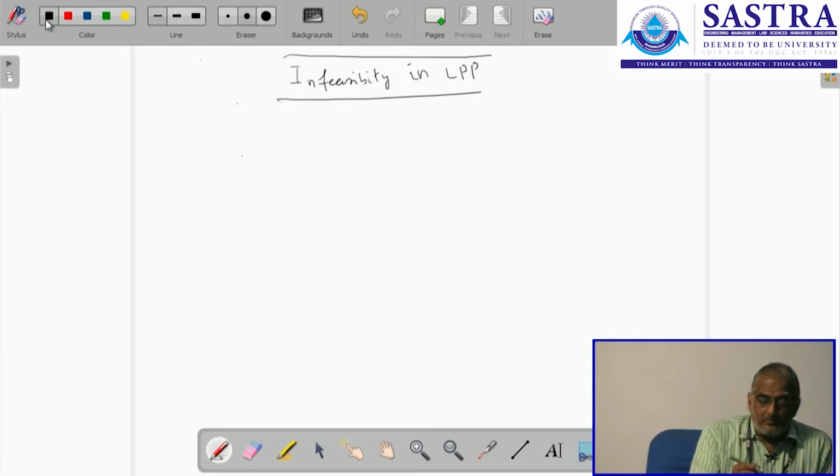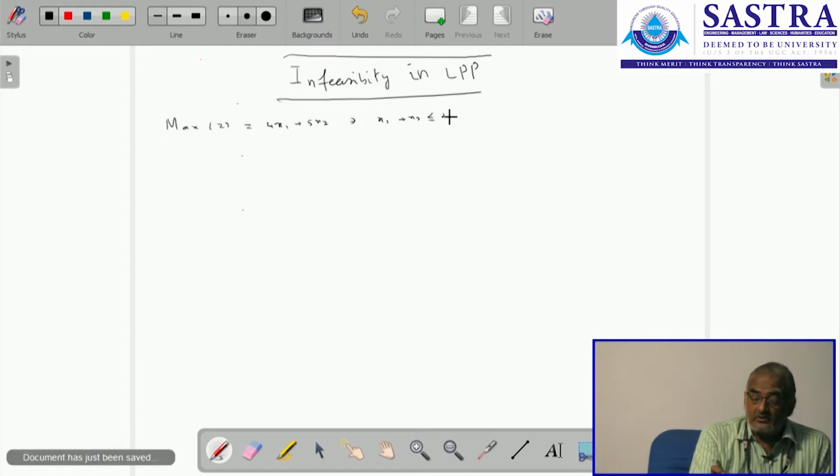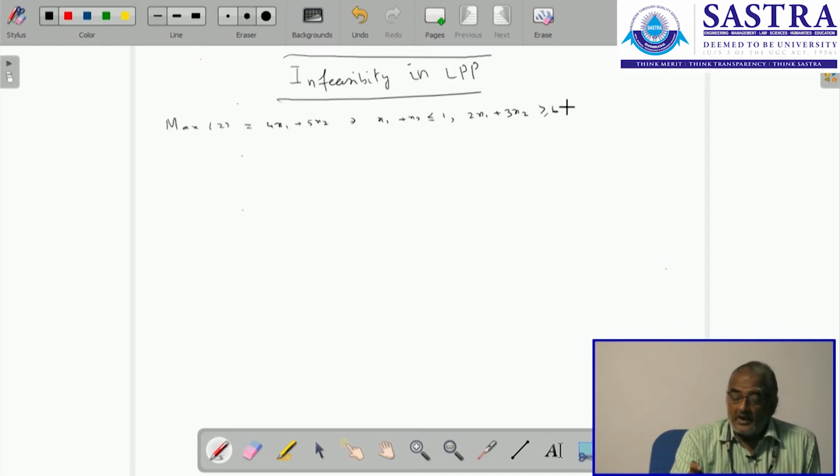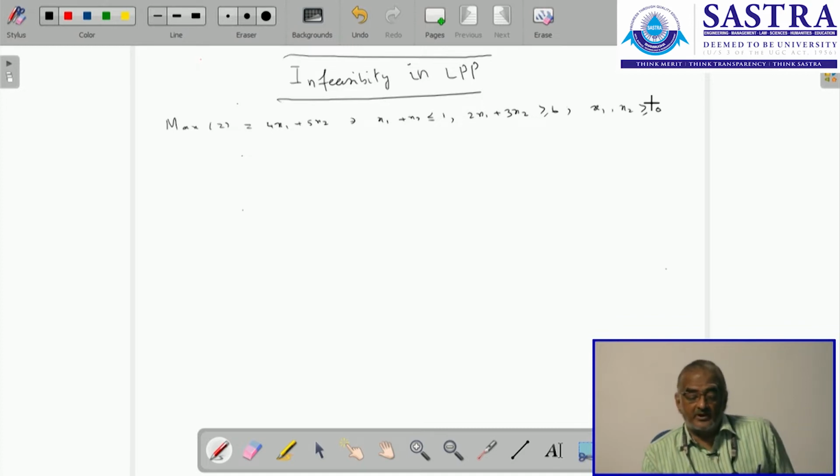Now, take up a problem of linear programming that states: maximize z equal to 4x1 plus 5x2 subject to two inequalities, namely x1 plus x2 less than or equal to 1, and similarly 2x1 plus 3x2 greater than or equal to 6. These are the two inequalities given. As usual, non-negative restrictions x1, x2 greater than or equal to 0 are given, right.